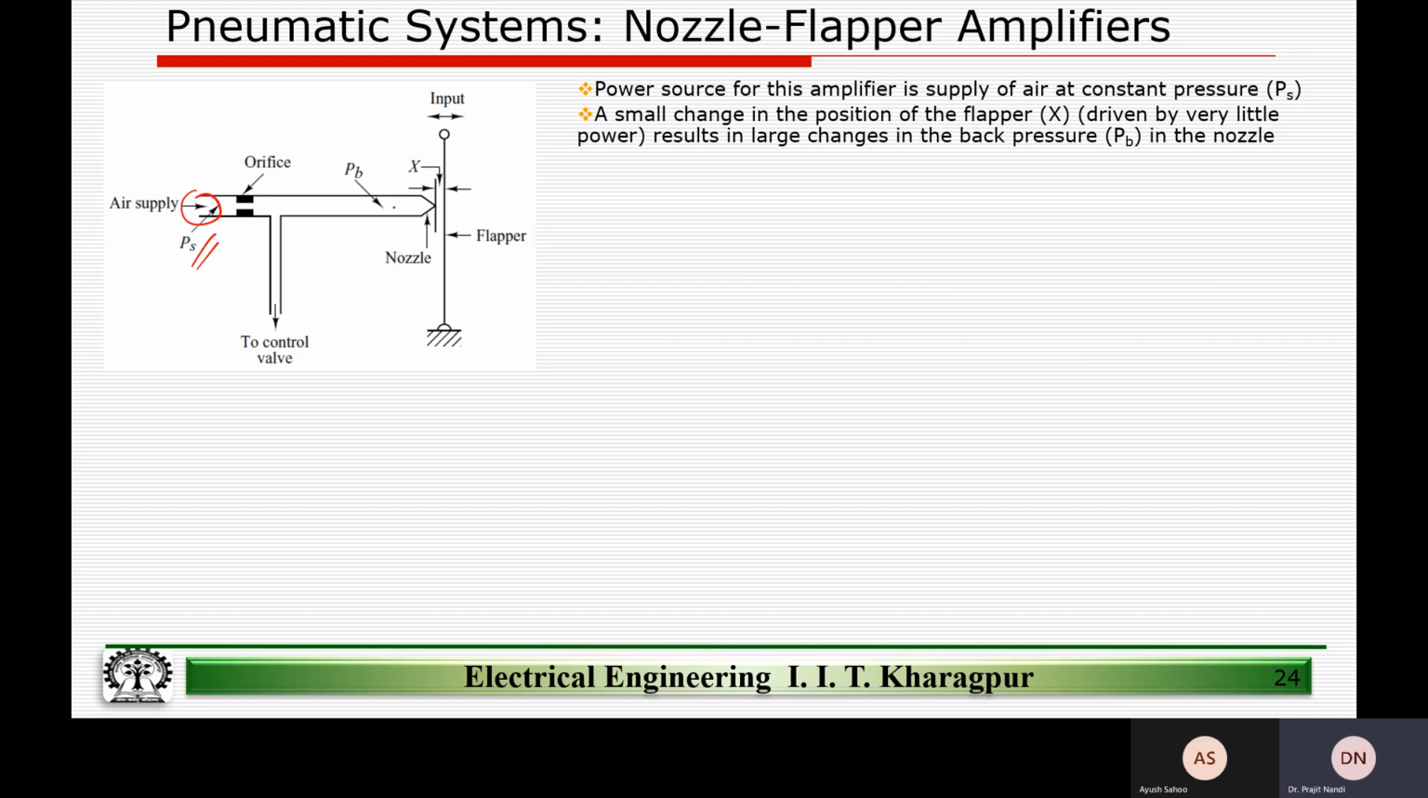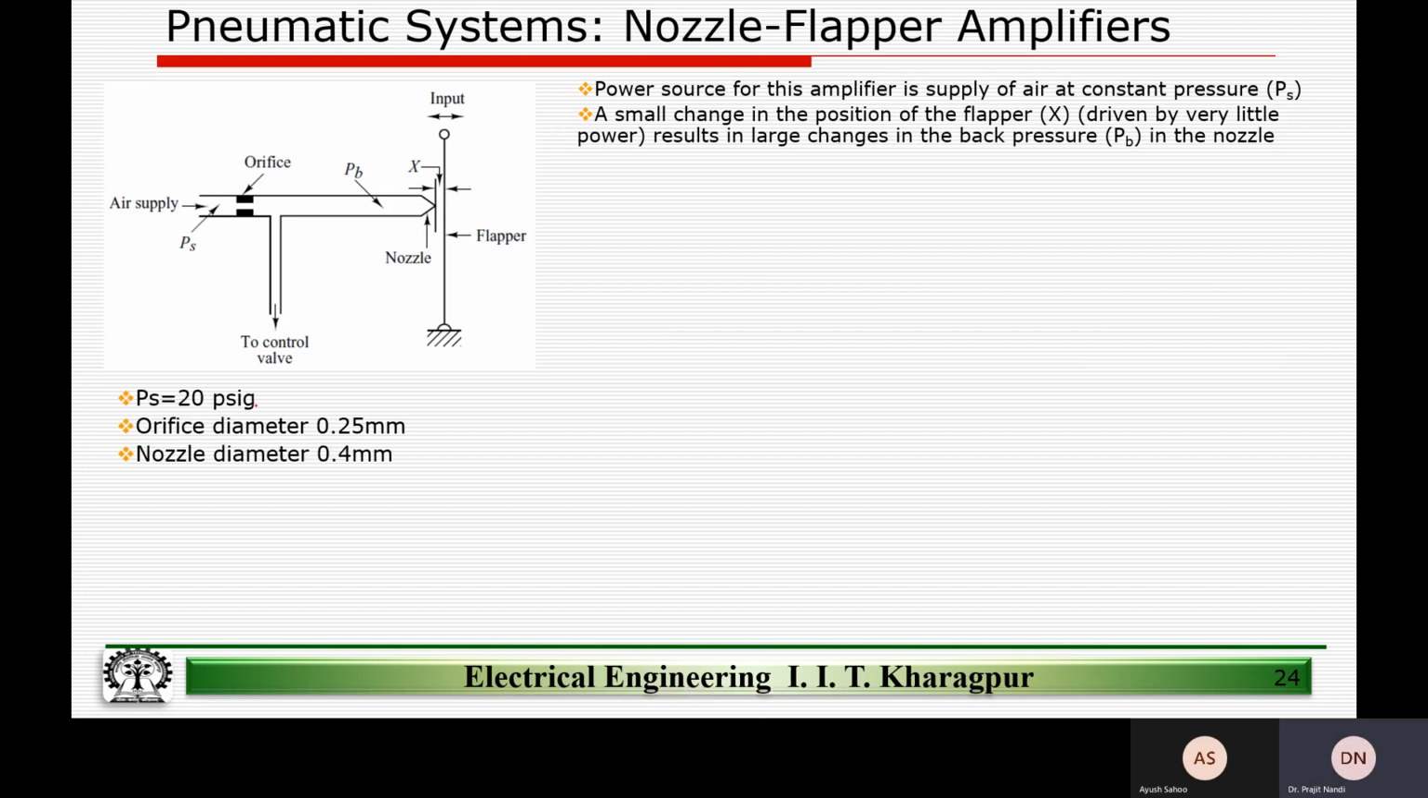There is an orifice, and then we have a back pressure PB created by this flapper. Flapper means this guy can move around this equilibrium position. So here there is a pivot. This guy cannot move, but this can move, like this, right? And by virtue of this movement, we can control the gap between the nozzle and the flapper, and the gap is denoted by X, right?